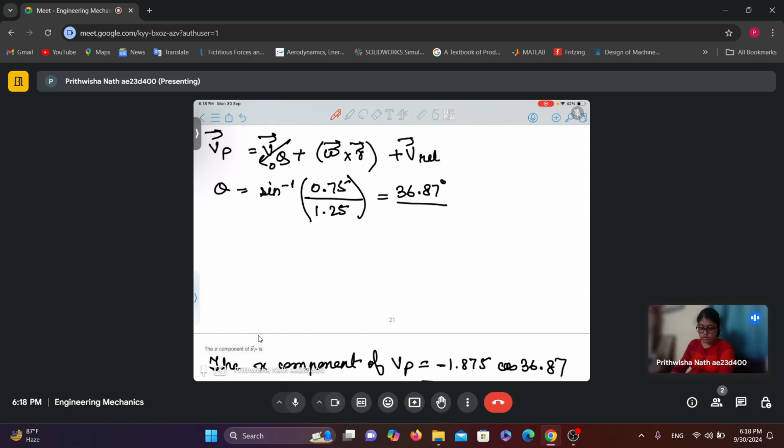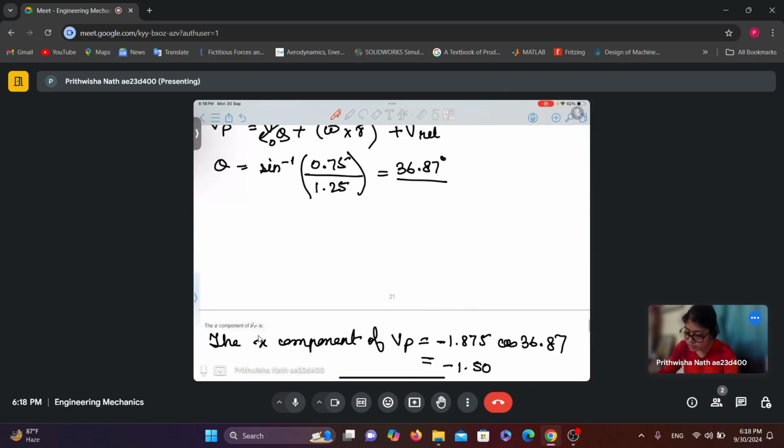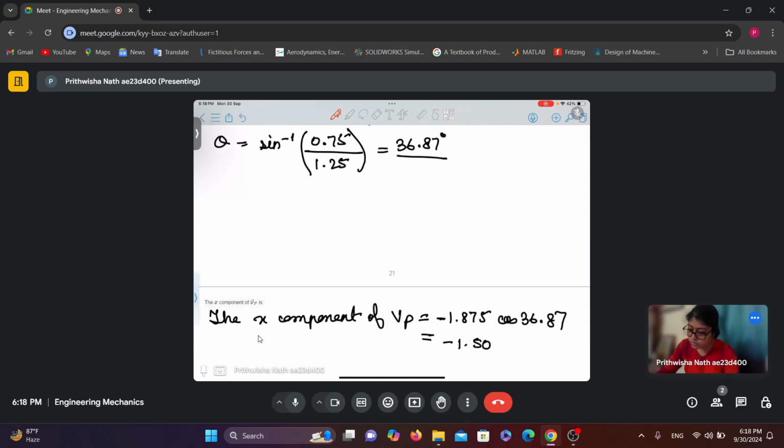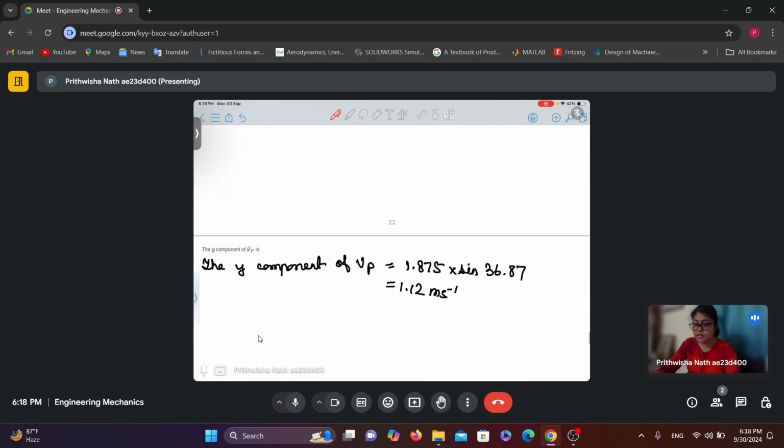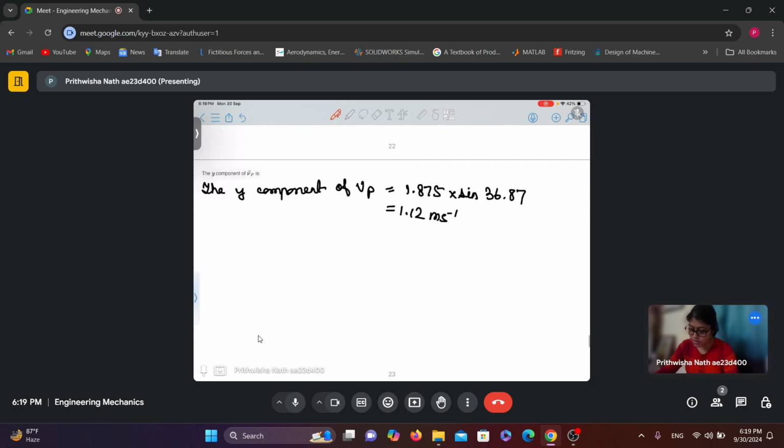So the x component of Vp is nothing but 1.875 minus of cos 36.87, which is nothing but minus of 1.50, and the y component of Vp is 1.875 into sine 36.87, that is 1.12 meter per second.